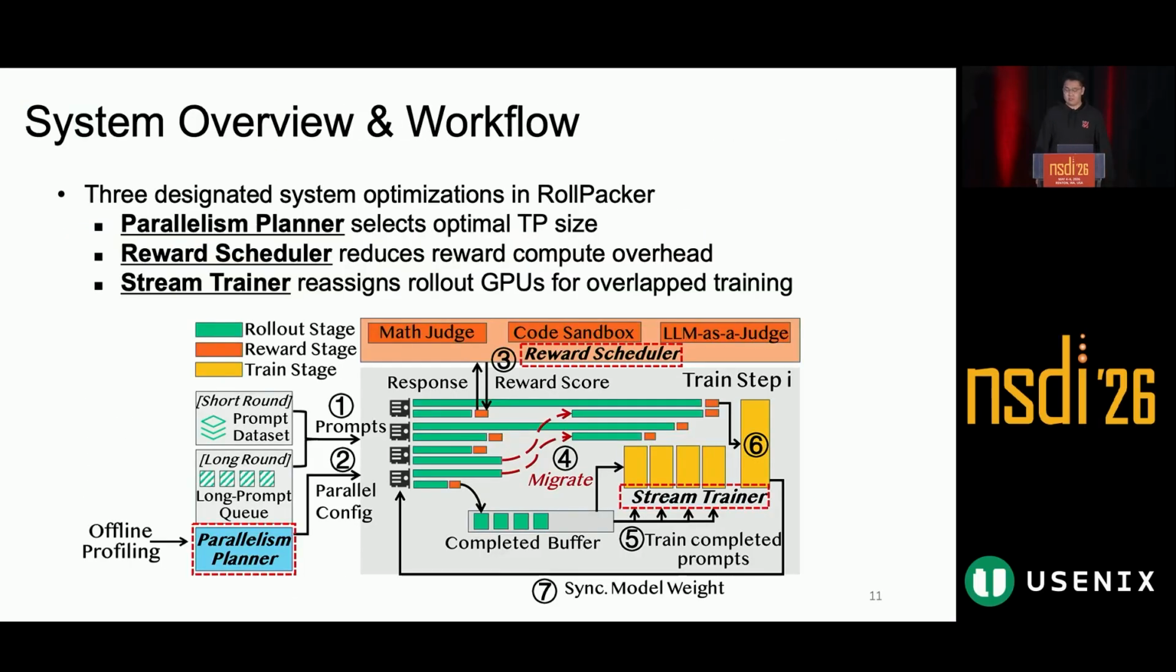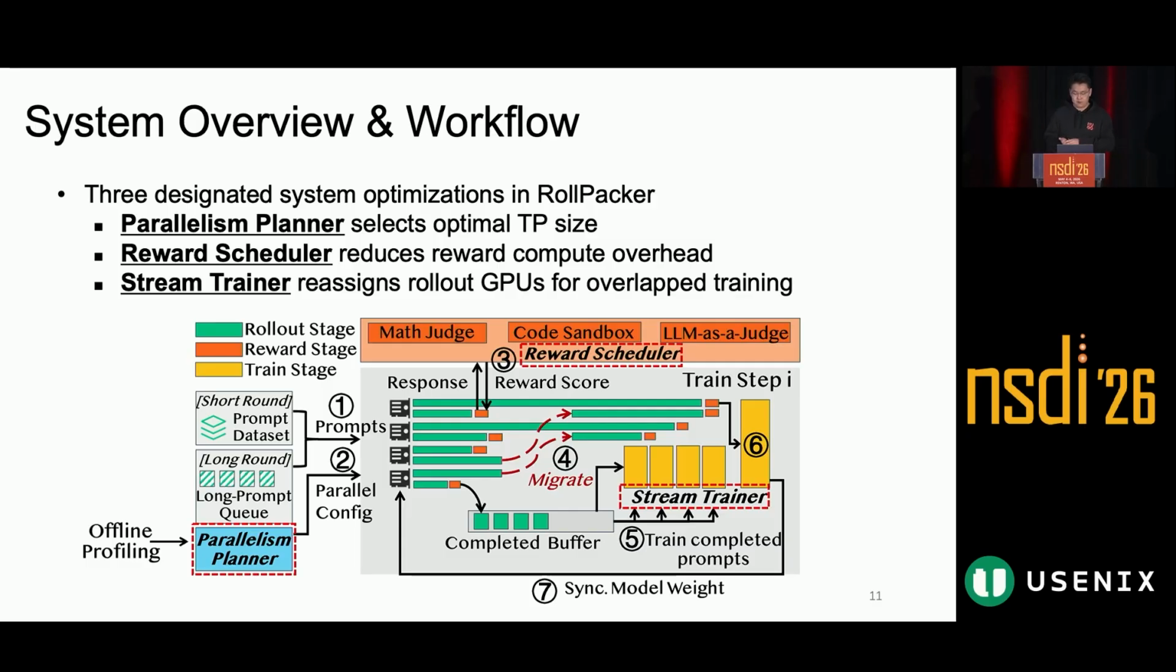So here's the system overview and the workflow of RollPacker. During rollout, tail batching first decides whether to adopt speculative execution in each round. And the parallelism planner uses either offline profiling data or online monitoring to decide the optimal parallelism config of each step. And the reward scheduler concurrently computes rewards with ongoing rollouts.